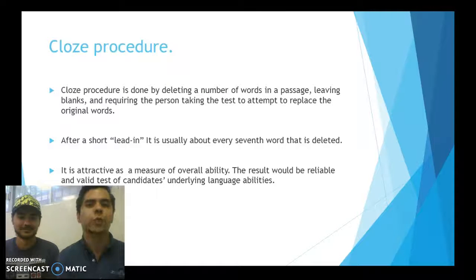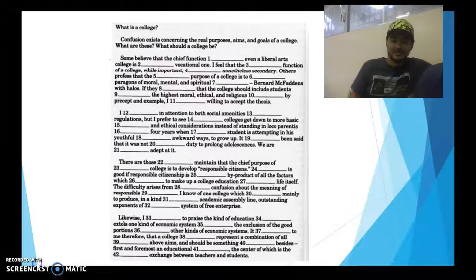Now we go to cloze procedure. Cloze procedure is done by deleting a number of words in a passage, leaving blanks, and requiring the person taking the test to attempt to replace the original words. After a short lead-in, it is usually about every 7th word that is deleted. Cloze procedure is an attractive measure of overall ability. The results will be reliable and valid for tests of candidates' underlying language abilities.